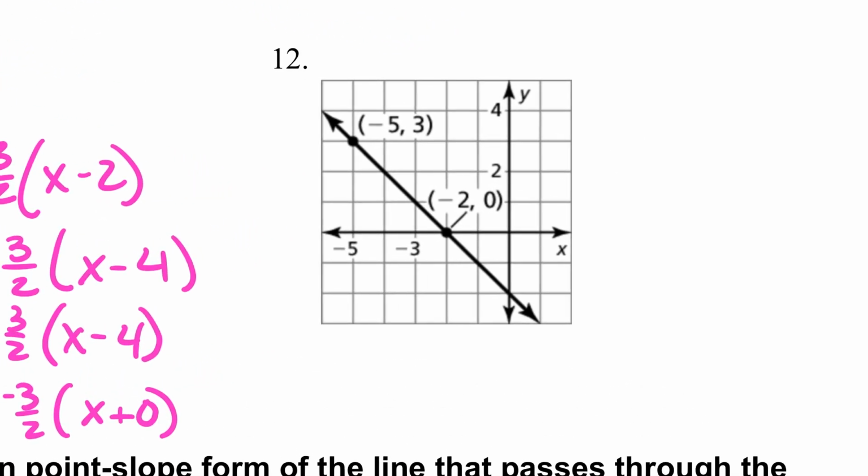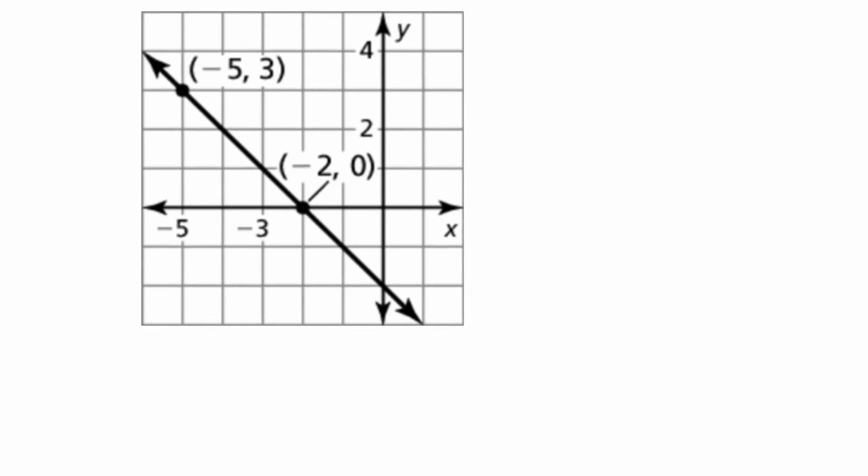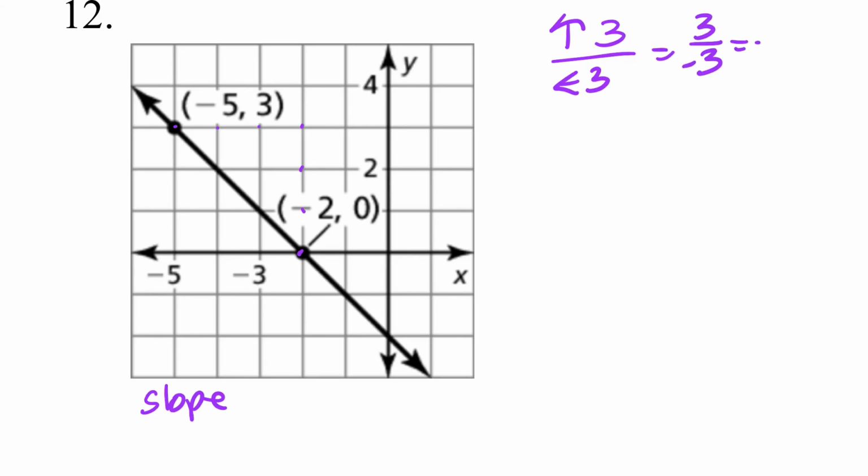Now on question 12, it's still putting it in point slope form, and we need to first find the slope. So by first finding the slope, we're going to have our slope. I'm going to start at this point, and I'm going to go up 1, 2, 3. So I went up 3, but I'm going to go to the left 1, 2, 3. So to the left 3, so that's 3 over negative 3, which is actually equal to negative 1.